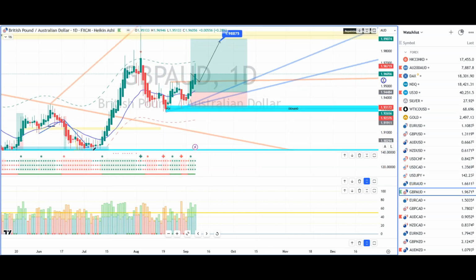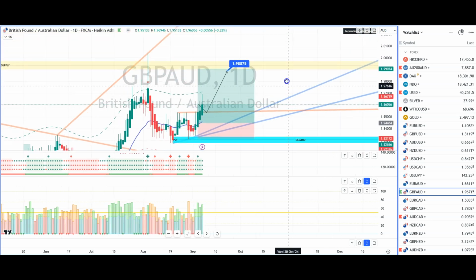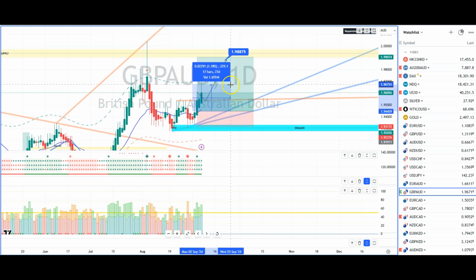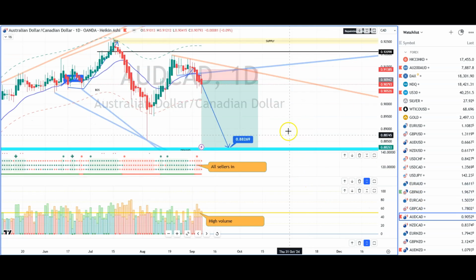So best trades for this week, pound Aussie to continue to 198.87. Where are we with this? Some 200 pips in profit so far. Aussie Canadian, a fresh trade pretty much in the last couple of days, so not too late. You can, as an example, wait for the pullback back up to this area here, and then it's going to start to head for 88.26 into this week. So it's a great trading opportunity.